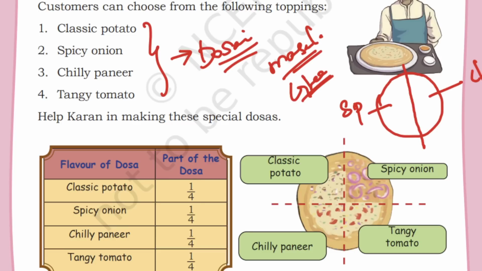In one part he will put spicy onion, another part he will put chili paneer. If I'm asking that I need all the flavors: classic potato, spring onion, chili paneer and tangy tomato, then this will be divided into 1/4 of each part, then each part will be divided separately depending upon the flavors as shown in this picture. So we have spring onion, tangy tomato, chili paneer, classic potato. So each is having 1/4 of the portion.